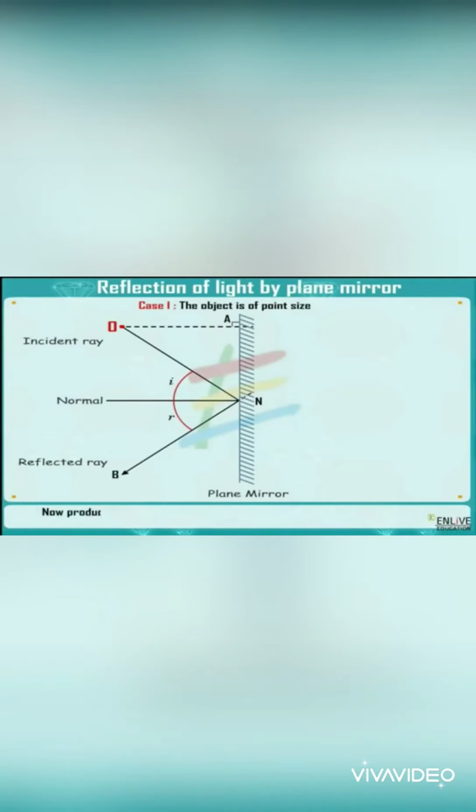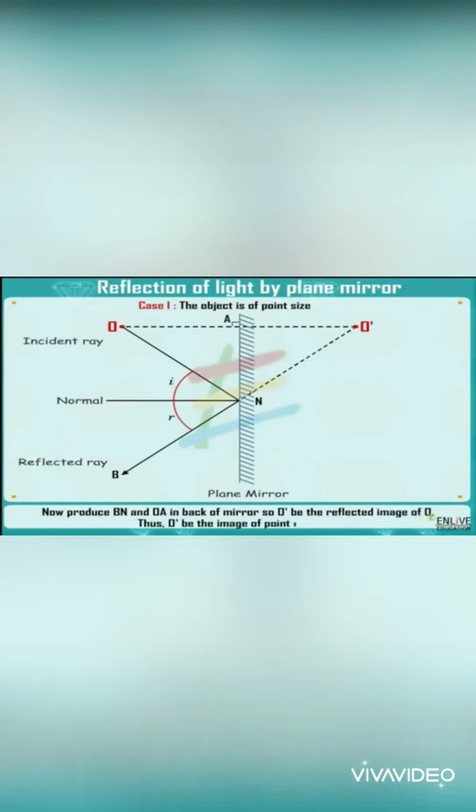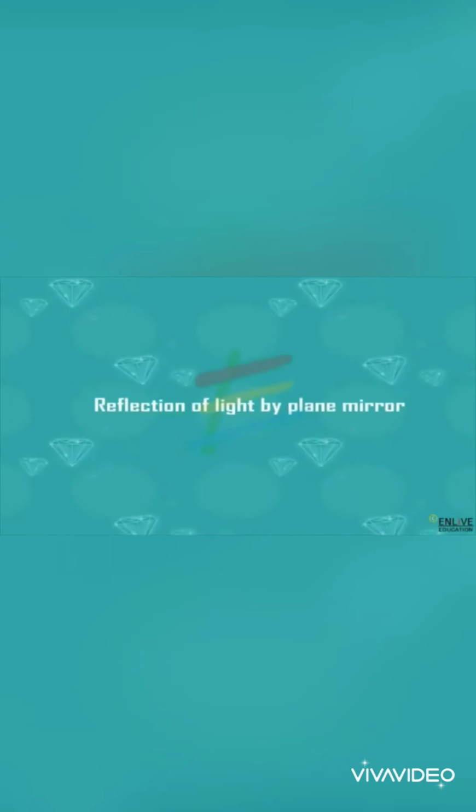Now produce BN and OA at the back of the mirror, so O dash is the reflected image of O. Thus O dash is the image of point object O. The distance of the object from the mirror is the same as the distance between the image and the mirror. Reflection of light by plane mirror.